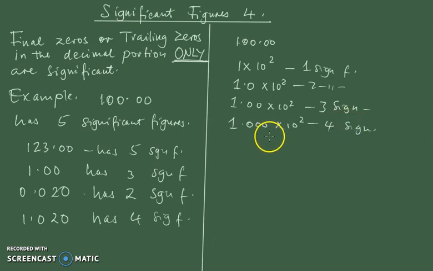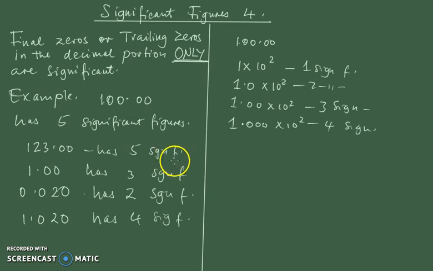Now this is the mystery of significant figures. If we have a dot here and we have zeros to the right, final zeros or trailing zeros in the decimal portion only are significant. You see, we can write this in any number of significant figures, given that the zeros are after the decimal. When we put a dot and then 00, those zeros are counted as significant.